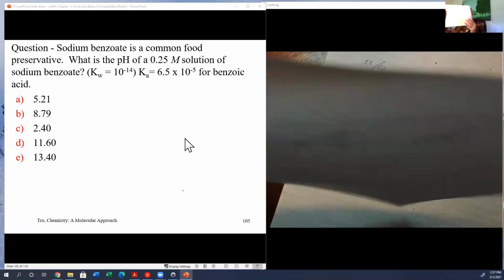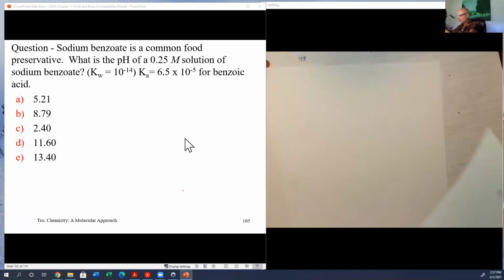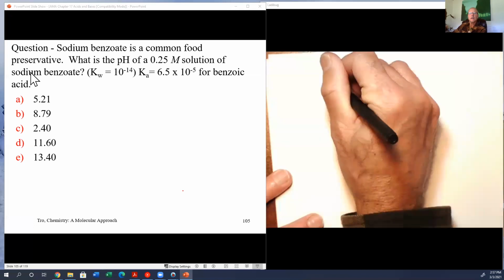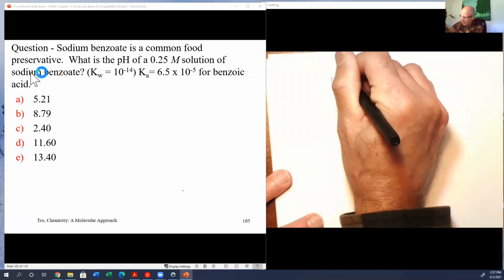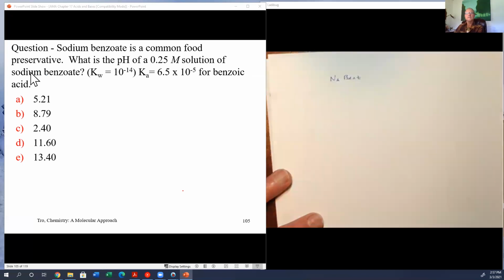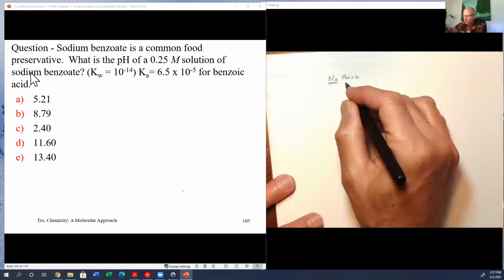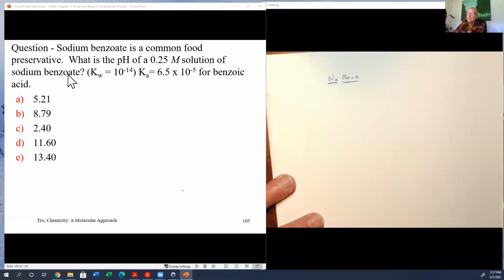Just in case you're having trouble getting started, let me give you a little hint. Sodium benzoate is an ionic compound. I'm just going to write it as Na benz, where benz is just the anion. It could be any anion. You could have any structure you want. It's not giving us the structure, so I don't have to worry about it. So Na plus, of course, is pH neutral. So benz minus is the conjugate base of this weak acid, benzoic acid.